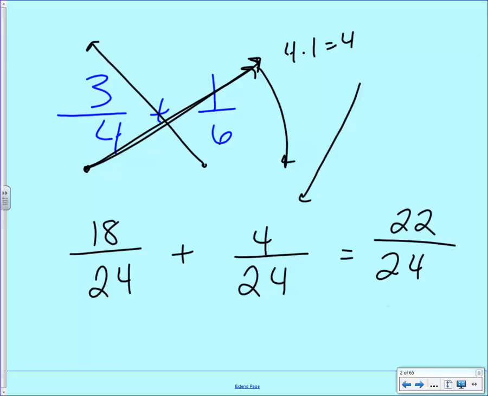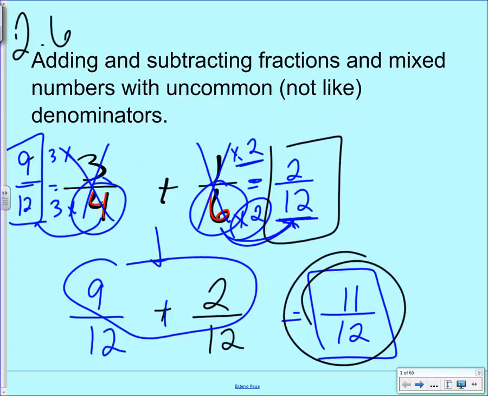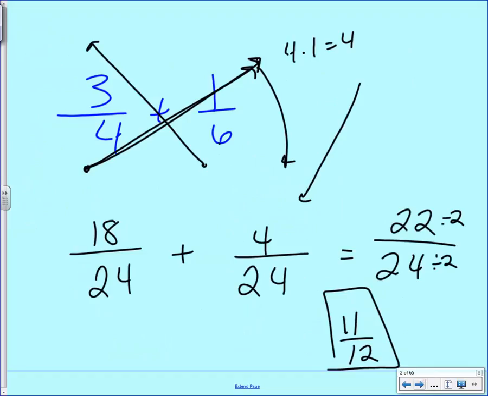So if I simplify this, I can divide both the top and the bottom by 2. And when I finish that, I get 11 twelfths, which is great because that's what I got working it the other way. Okay?